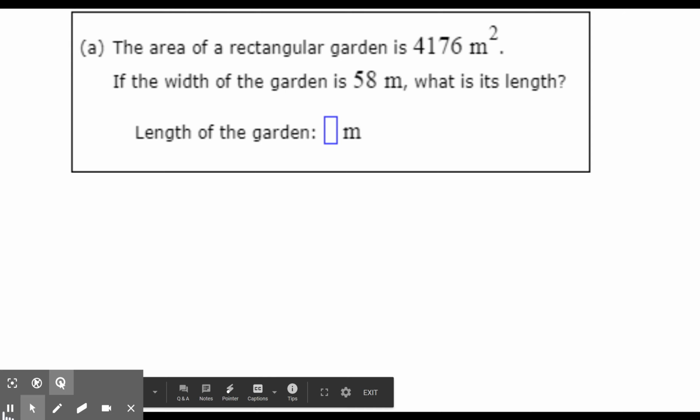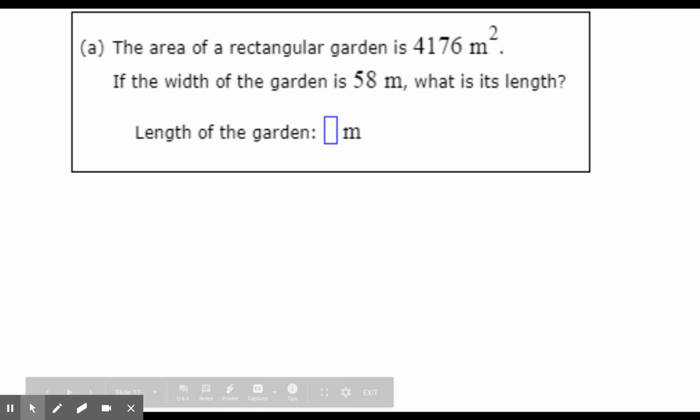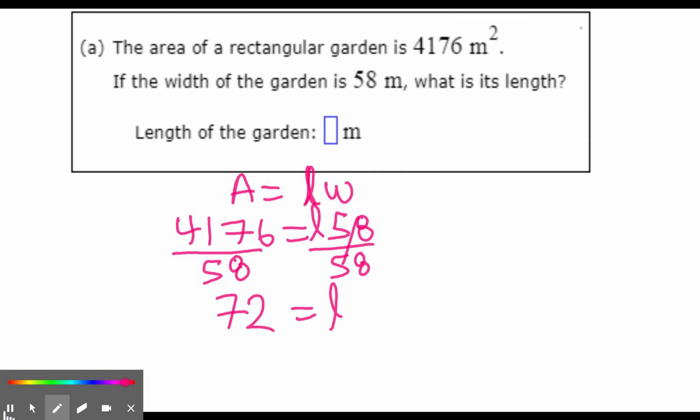Now I'm going to give you guys a chance to practice. Solve the problem. The area of a rectangular garden is 4,176 meters squared. If the width of the garden is 58 meters, what is its length? And there is the final solution.